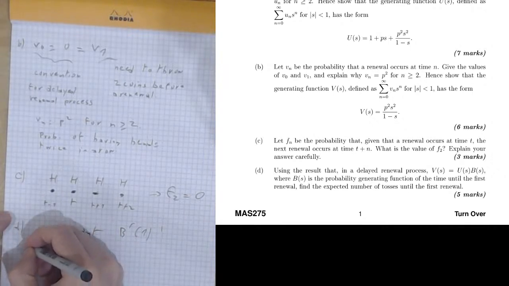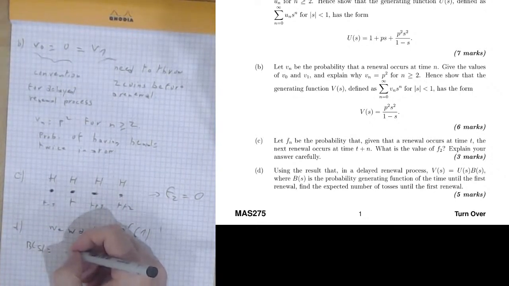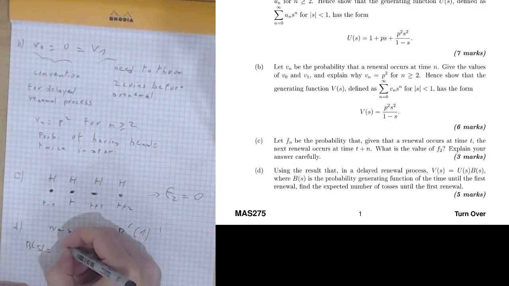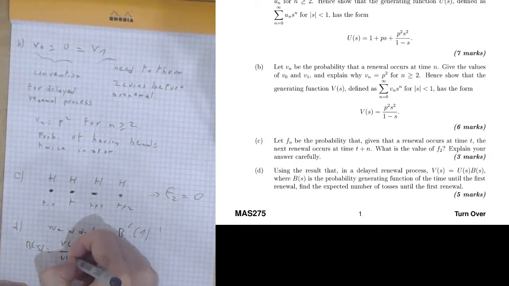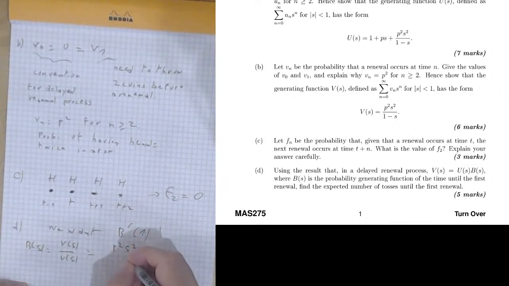And to do that, you write b of s is v divided by u, was it u? Yeah, v divided by u. So it's p squared s squared divided by 1 plus ps, 1 minus s plus p squared s squared. So I did a few things. Basically I put this 1 minus s down here. And I'm not going to do any more. You know what to do.